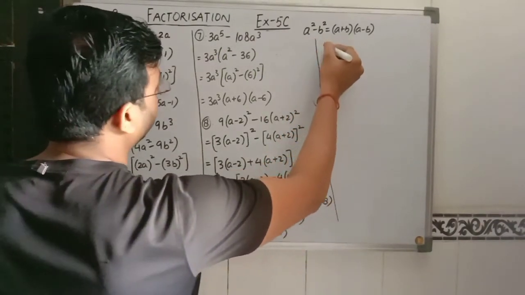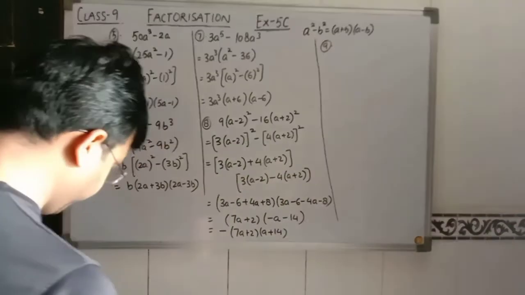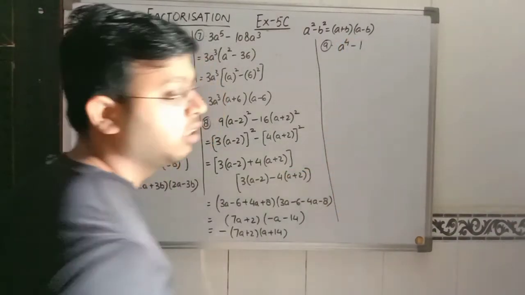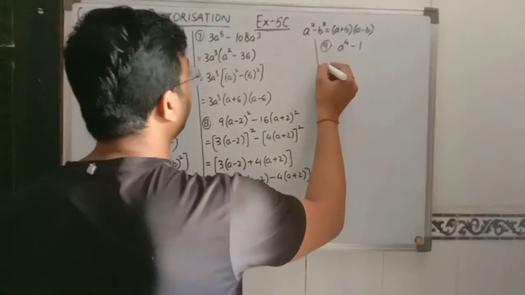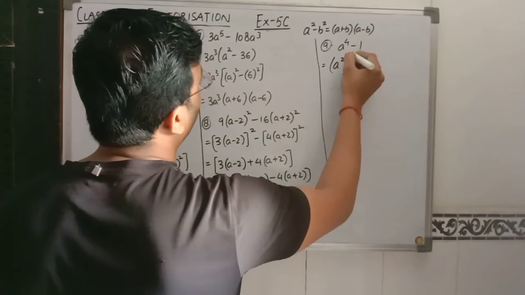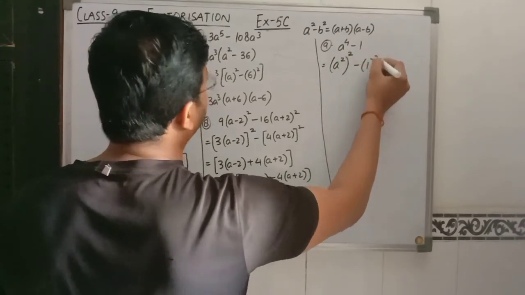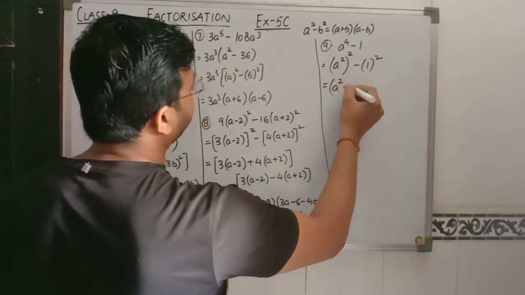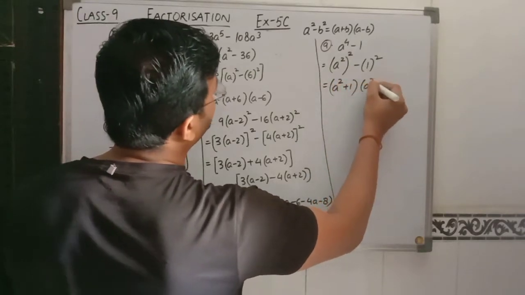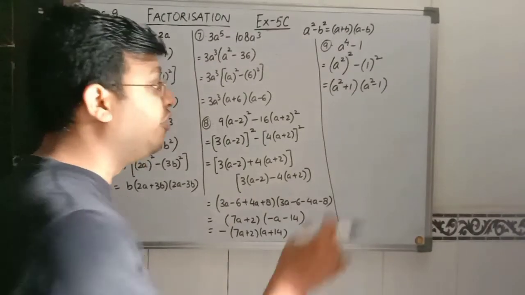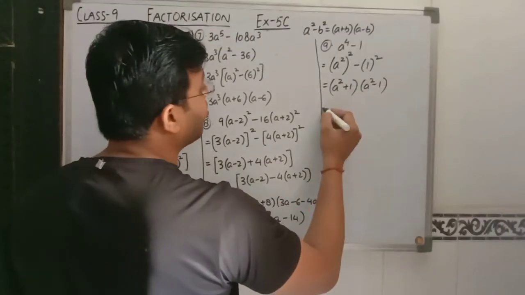Now proceeding further, we are coming to question number 9. It is saying a to the power 4 minus 1. So first of all we have to convert a to the power 4 into square terms. So we can write (a square) whole square, and 1 can be written as 1 whole square only. Now according to the identity, (a square plus 1) and (a square minus 1). Is this the final answer? No. We have to solve this bracket more.